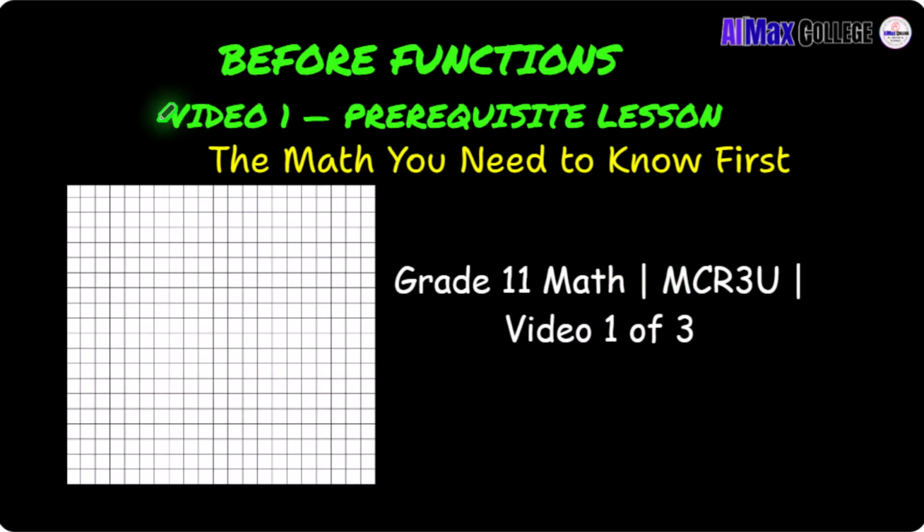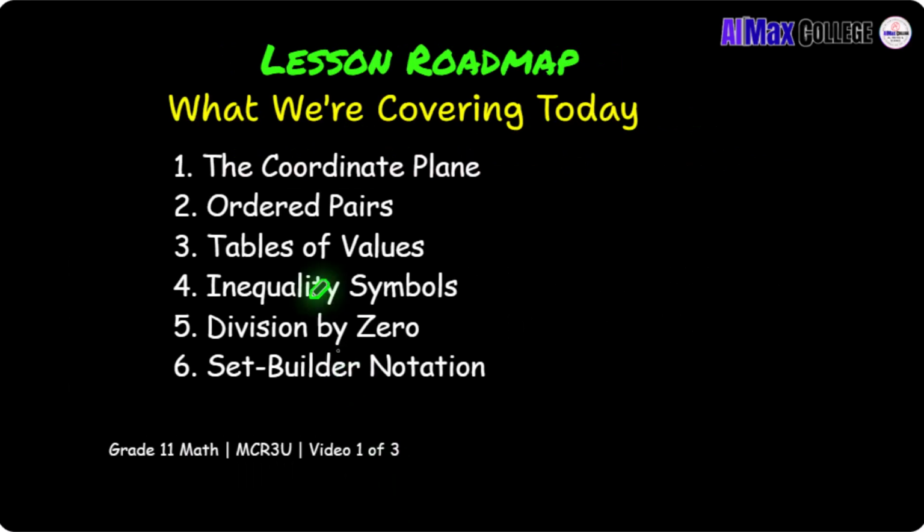Think of this video as your toolkit. We are going to cover 5 quick things: the coordinate plane, ordered pairs, tables of values, inequality symbols, and what happens when you divide by 0. We will add some essentials on notation as well. We will discuss briefly on writing domain and range using something called set builder notation.